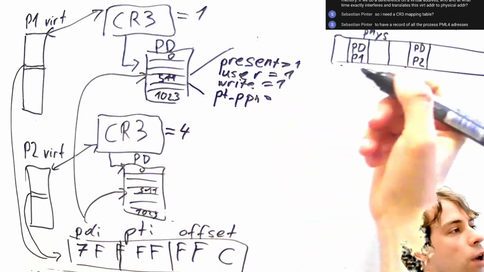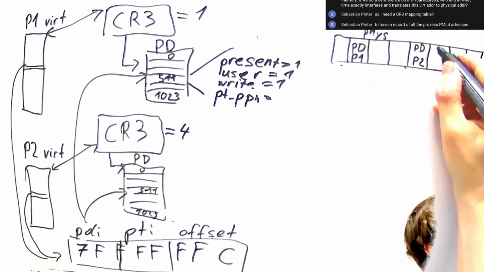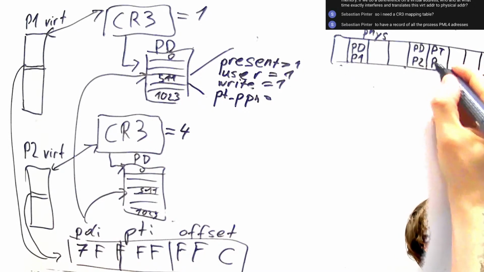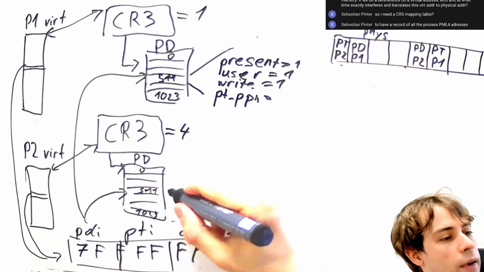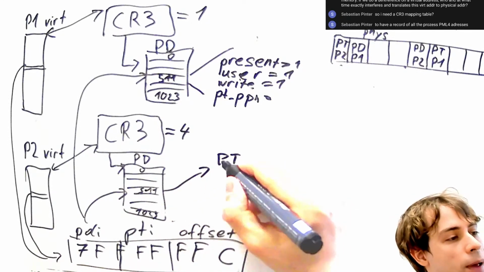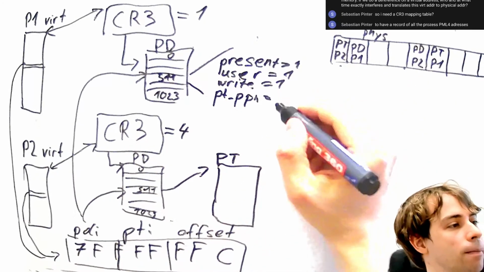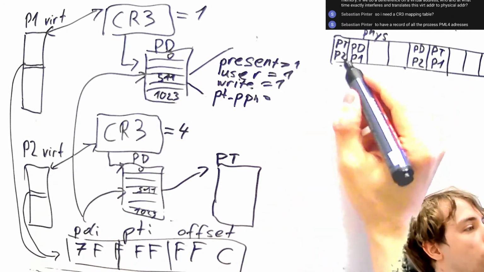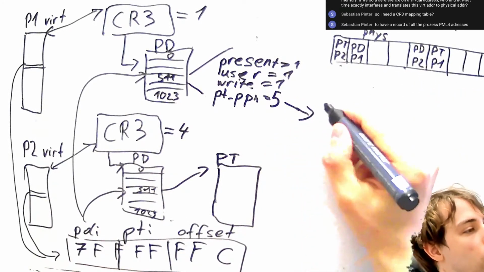And the PT ppn here will have a value. Maybe we have here the page table of process 1, and maybe we have here the page table of process 2. Of course there will be many of these page tables, but this is a very small example. So the page table ppn for this process number 1 will be 0, 1, 2, 3, 4, 5. Okay, so it's 5, and this points us then to this page table here.